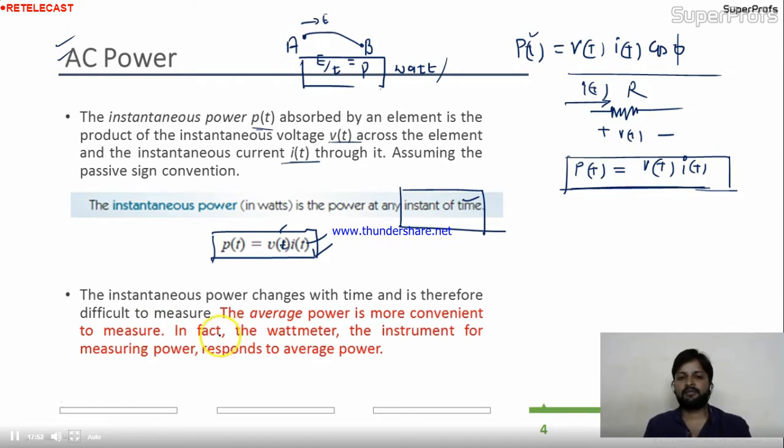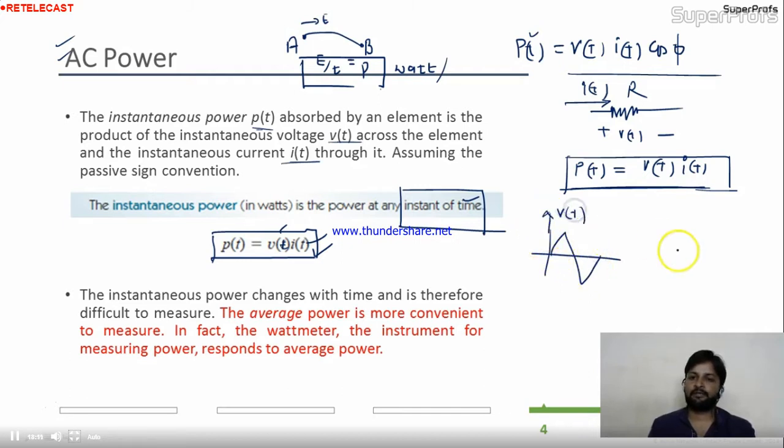So instead of this, we'll use another parameter, and that is the average power. The average power is more convenient to measure. In fact, the wattmeter, the instrument for measuring power, responds to the average power. See, in AC, this is the waveform of v(t), suppose. This is the waveform of current, suppose. Right? They are changing continuously with time because they are time dependent waveforms.